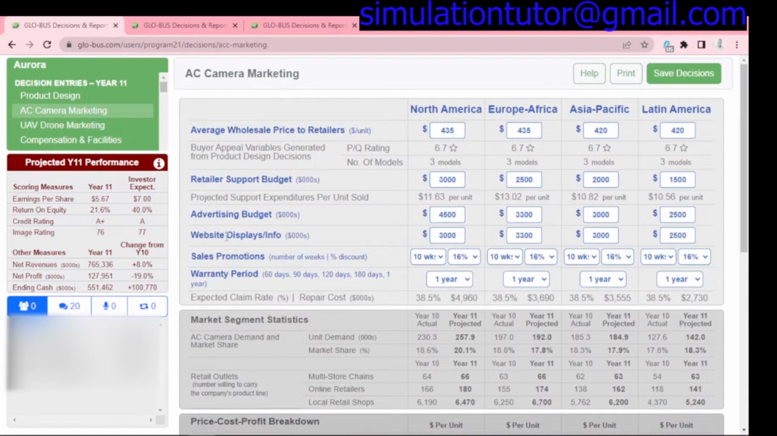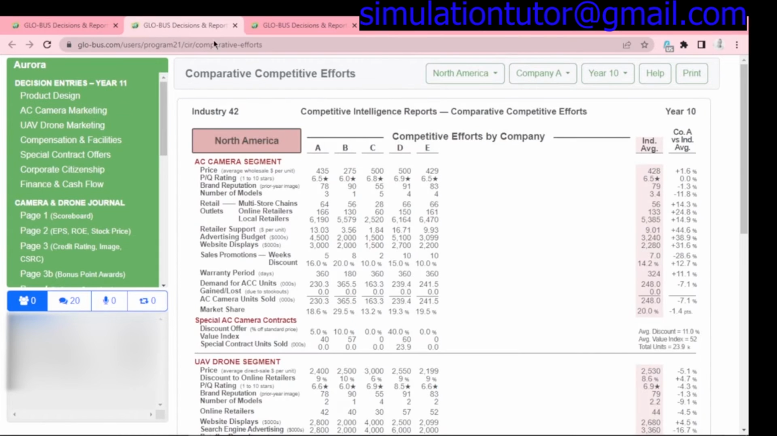So next we have to make our website displays, the advertising budget and the retailer support budget. So for the retailer support budget, we also have to evaluate the CCE report. So retailer support, we are standing at about 13.03 in North America. Compared to the industry average, we are almost 44% higher. So in Europe, Africa, I think it's the same. We are spending so much on retailer support. So I don't think I'll change that because the same happens in Asia Pacific.